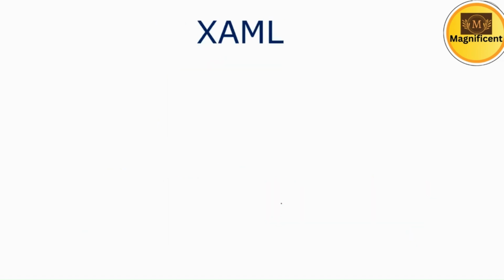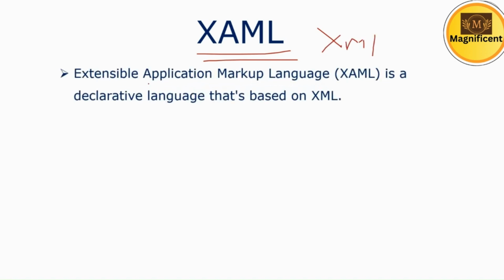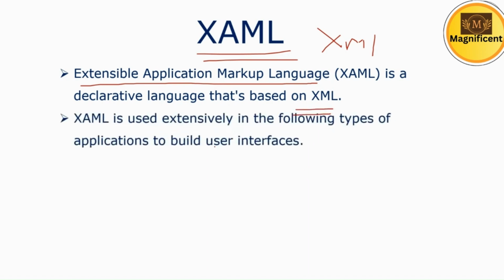Then what is meant by XAML? XAML is a declarative language. Those who are aware of the XML language will find it quite similar. The full form of XAML is Extensible Application Markup Language. It's a declarative language based on XML, and it is extensively used to build user interfaces.